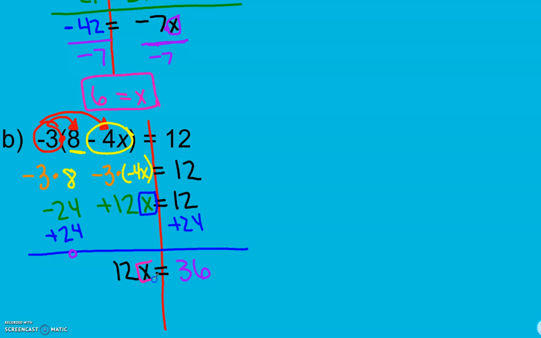equivalent. My x is being multiplied by 12. We get rid of multiplication by dividing. And I do it on both sides to keep it equivalent. I get x equals 3. We can plug that back in to check. -4 times 3 is -12, sorry. 8 minus 12, -4. -4 times -3 is 12. So we are correct there.